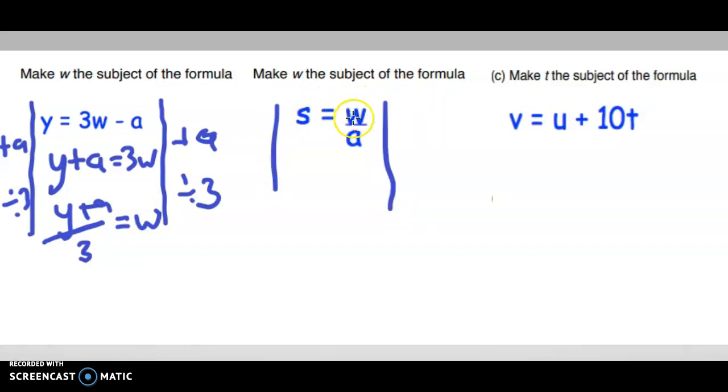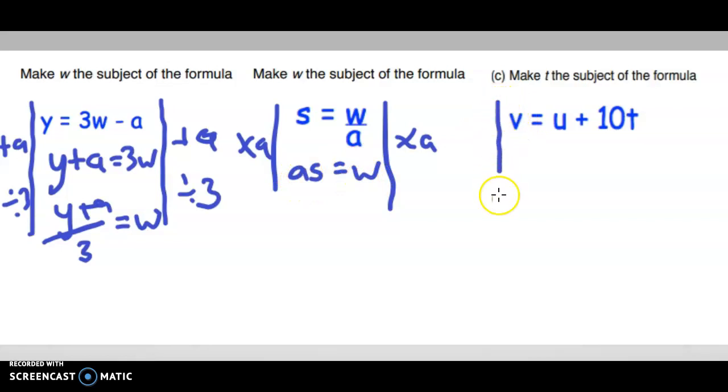Again, we've got a W here. We've got to divide by A. To get rid of divide bys, you want to times. So you get AS equals W. And again, you've managed to get yourself a formula for W being the subject. The subject is what the answer is. When you put the other numbers into the formula, you come out with this answer.